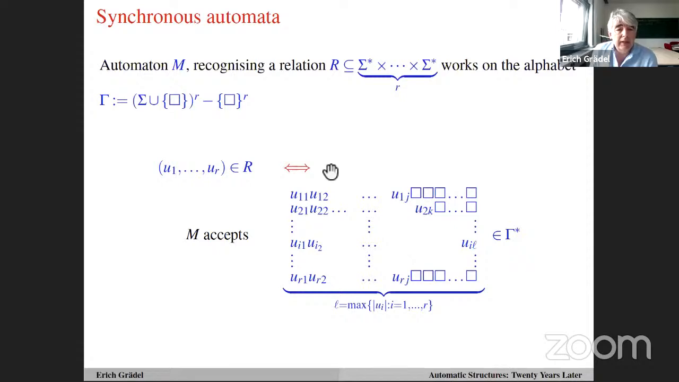First of all, we add a blank symbol, so that we can fill up the words that do not have the maximal length. In general, words may have different lengths, so we fill them up with blanks so that they all have the same length. Then we consider a tuple of symbols as one symbol and let an automaton process these from left to right in a synchronous way. Formally, the automaton accepts a word in this expanded alphabet, and this gives us a definition that an automaton recognizes a relation of words.